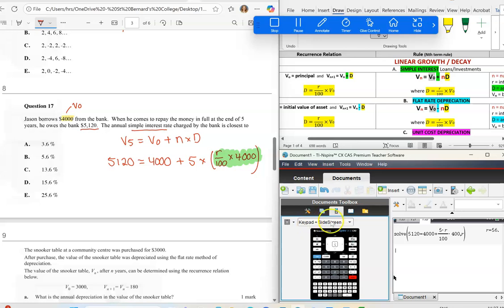Wait a minute. This is done wrong. Sorry. See, this doesn't look right. That's not how I've got it on the page. I've got plus 5 times, oops.